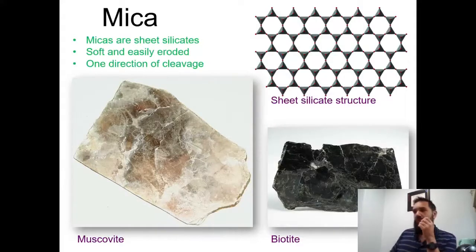Okay, another important mineral is mica. Micas are sheet silicates. They're soft and easy to erode. They have one direction of cleavage. And remember, see how we're moving down the line of silicate interconnectedness. So we did the tectosilicates, quartz, and feldspars. Now we're going to the sheet silicates. We have two flavors of mica. We have muscovite, which is white mica, and we have biotite, which is black mica.